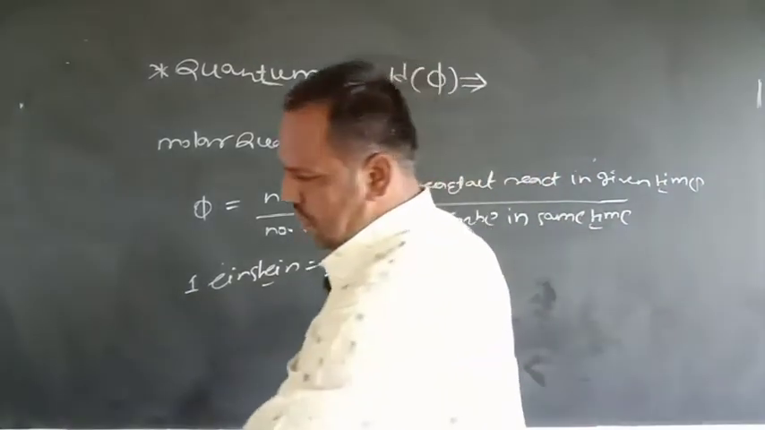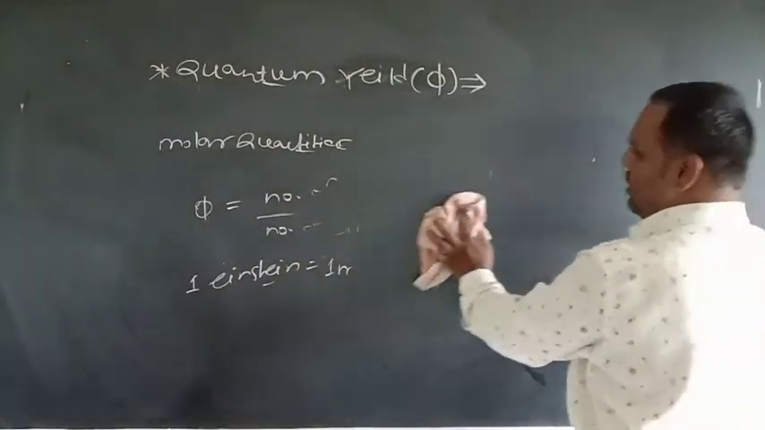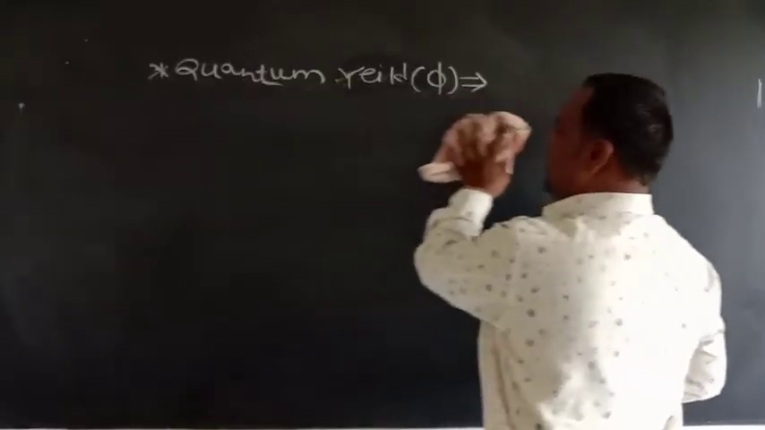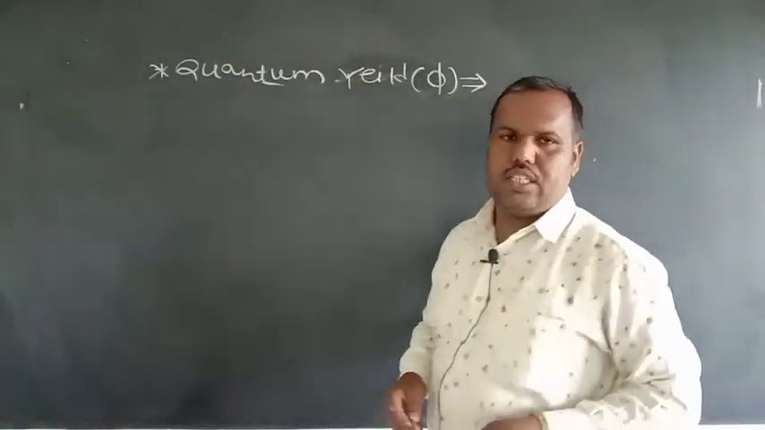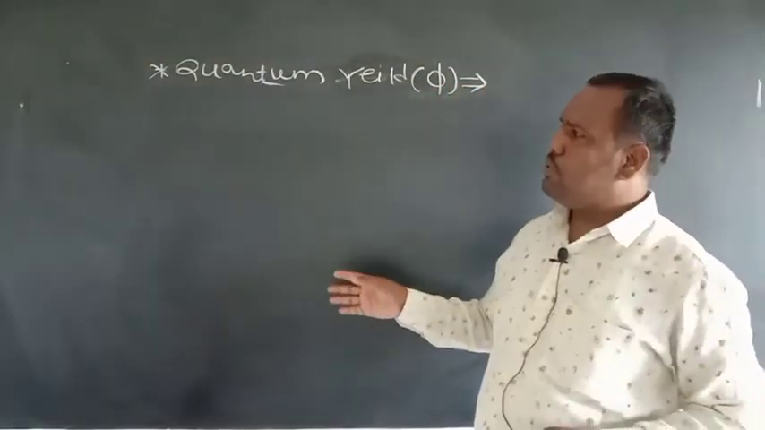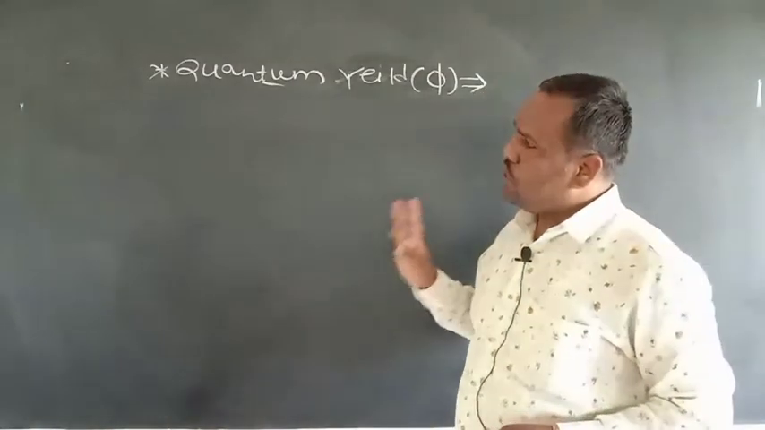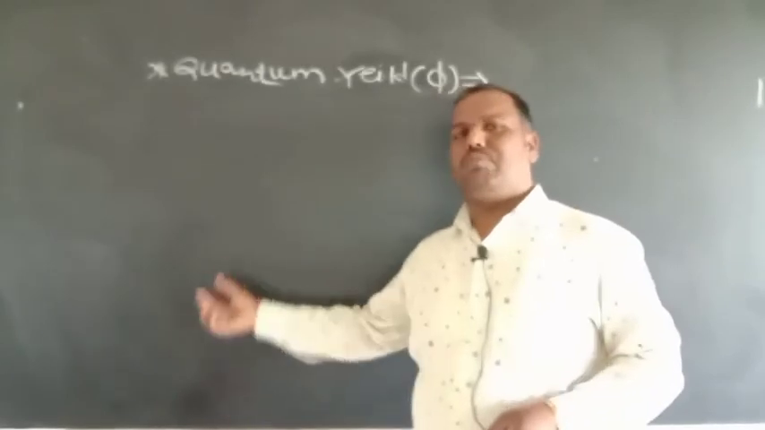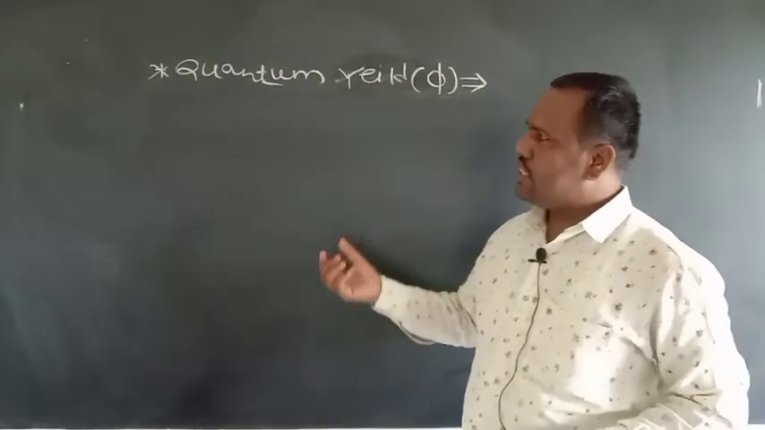So the quantum yield is equal to unity for a primary process, and it follows the second law of photochemistry, that is the Stark-Einstein law. For a primary process the value is unity, but for a secondary process the value is not unity and it varies, showing a large deviation from 0 to 10 raised to 5 to 10 raised to 6. Then we will discuss what quantum yield is.